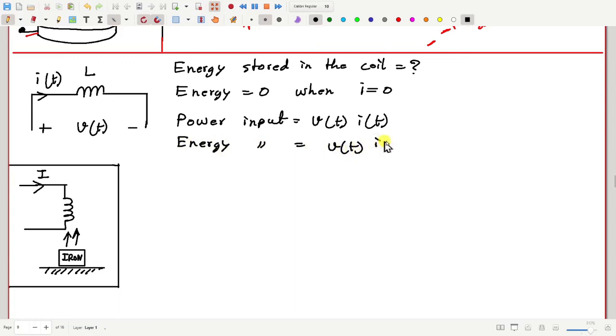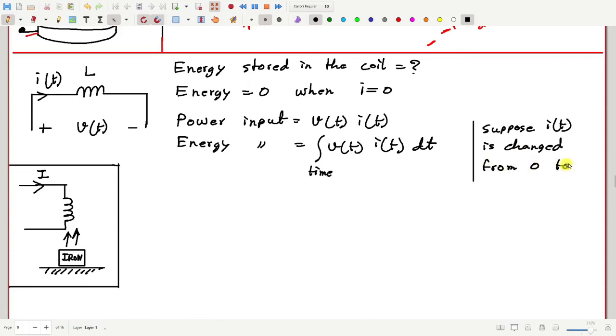So energy input is V(t) i(t) dt for any infinitesimal time interval, and then we can integrate it over time, starting from time 0 when there was no current to the final time when the current has settled down to a fixed value. Once this current becomes fixed, then di/dt is 0, so voltage will be 0, and no further power input is required. Suppose it is increased from 0 to capital I. Then how much is this total energy?